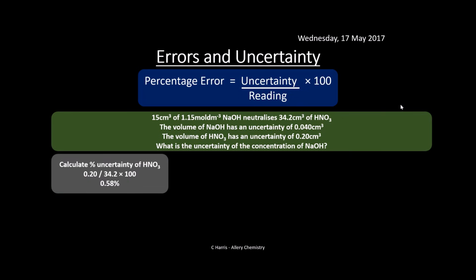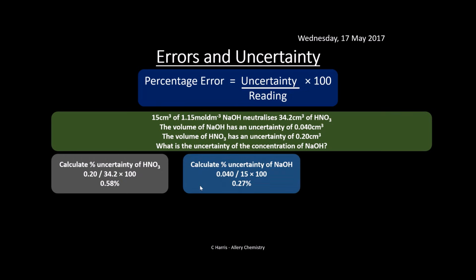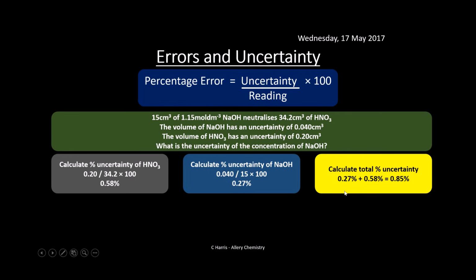Okay, so the first thing, we need to calculate the percentage uncertainty of nitric acid. So the percentage is 0.20 divided by 34.2, because that's the volume we're using of nitric, times by 100 is 0.58% percentage uncertainty or error. And the percentage uncertainty for sodium hydroxide, again, the uncertainty is 0.040, we've just been told that, divided by 15, because we're using 15 centimeters cubed of sodium hydroxide, that's 0.27%. So the total percentage uncertainty is just adding them together. So it's 0.58% plus 0.27% gives a total of 0.85%.